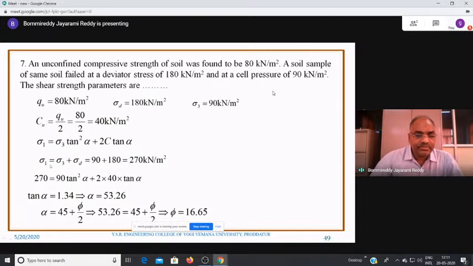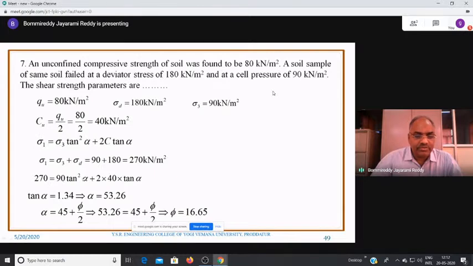So from this, what is sigma 1? Sigma 1 is sigma 3 plus sigma d. Sigma 3 is 90, sigma d is 180. So sigma 1 is 90 plus 180, 270. So substitute this 270 here: sigma 1 equal to 270. Sigma 3 is already known, 90.